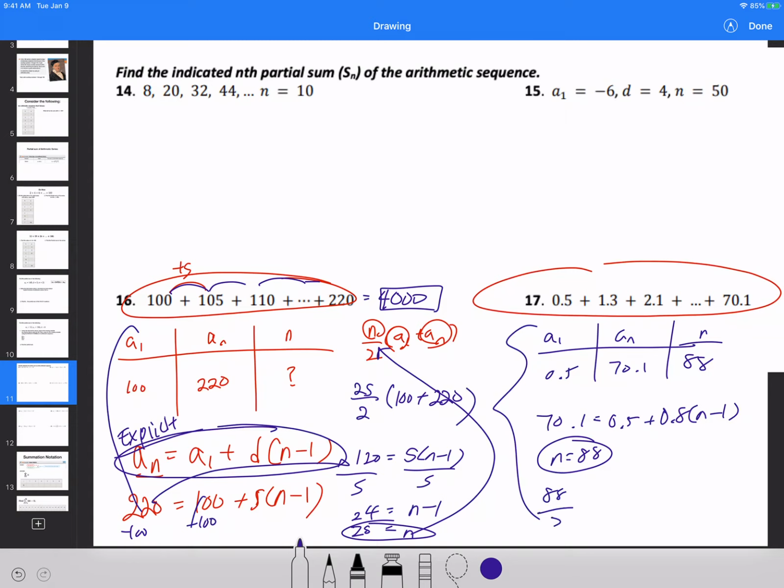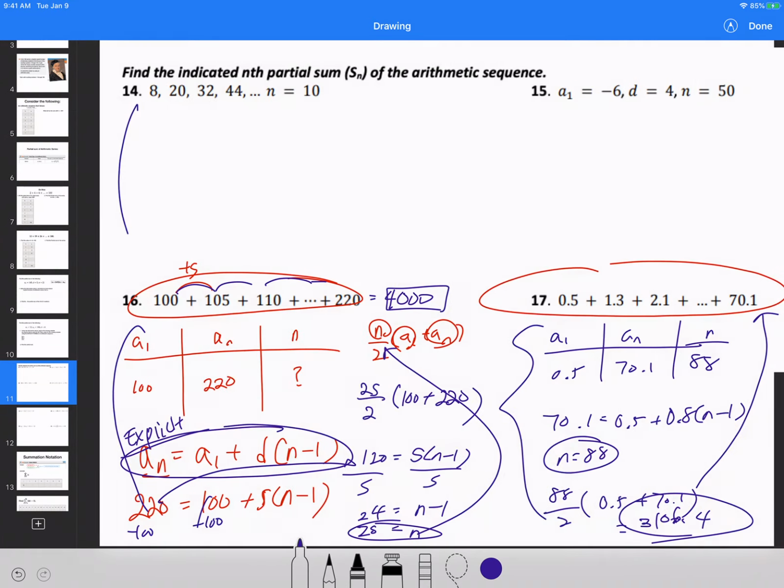So 88 divided by 2 times 0.5 plus 70.1. So 44 times 0.5 plus 70.1 should give you, in total, 3,106.4. That should be the answer to this question.